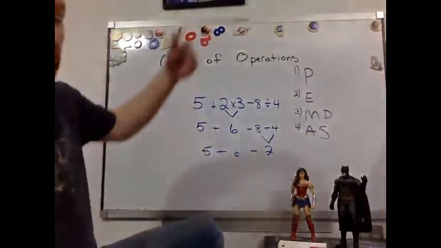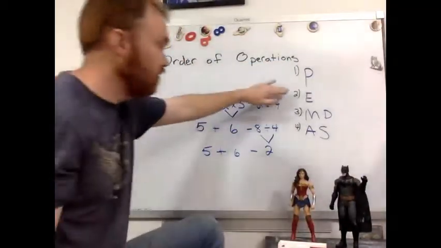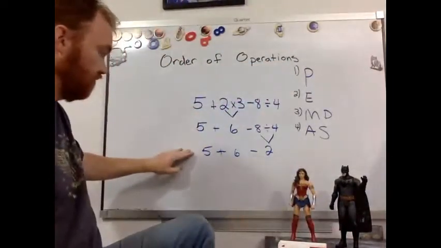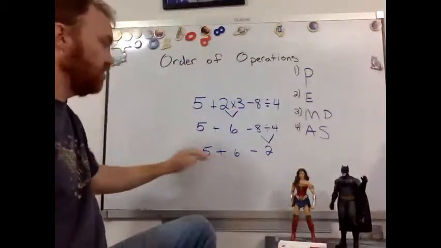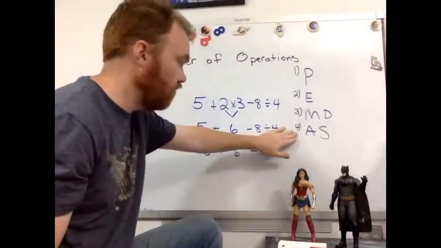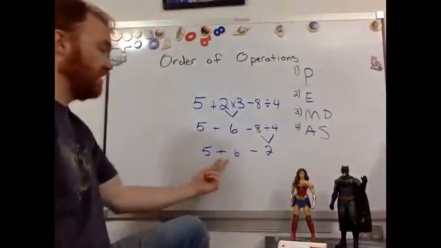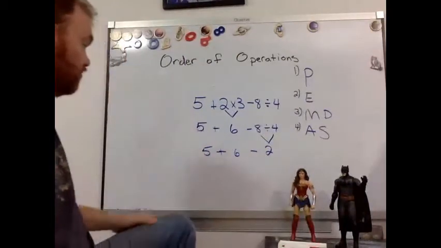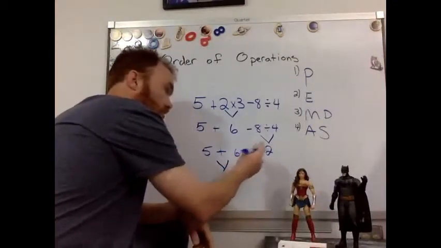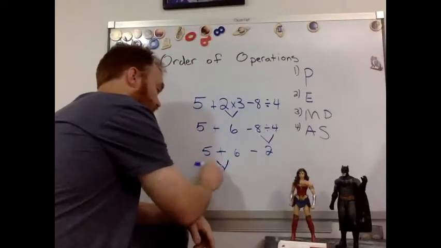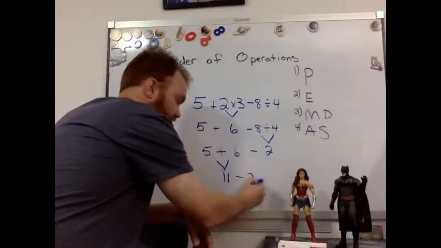And then I go all the way back to step 1 again. Are there parentheses? No. Are there exponents? No. Is there multiplying or dividing? No. Now I can go to my 4th step, adding or subtracting. Do I have any adding or subtracting? Oh, I do. 5 plus 6, I do whatever comes first, right? 5 plus 6 is 11. Then I bring everything down.